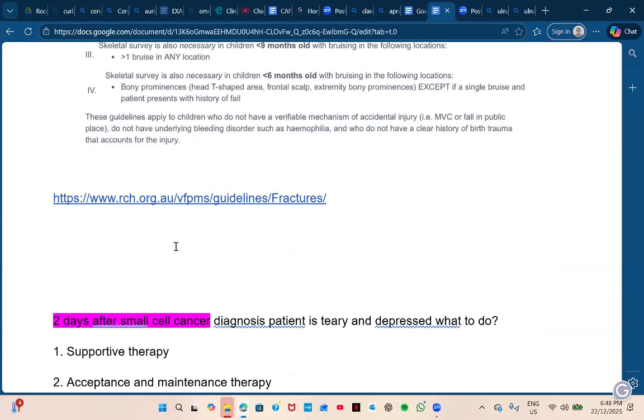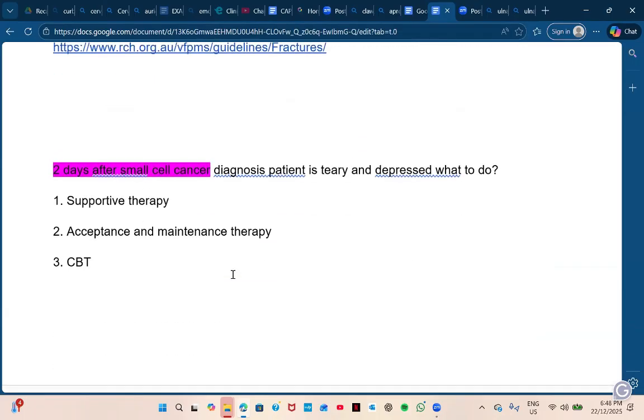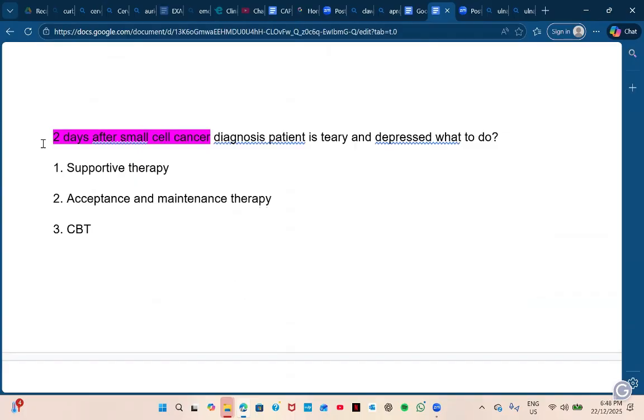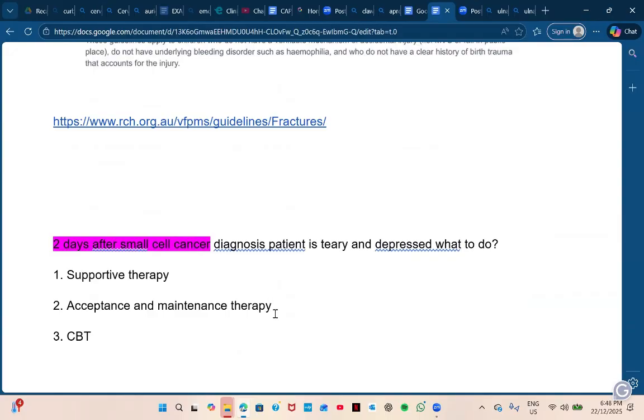You can read further from the RCH. Okay, so let's move to our next question. Two days after a small cell cancer diagnosis, the patient is teary and depressed. What to do? Supportive therapy, acceptance and maintenance therapy, CBT. Type your answers in the chat.